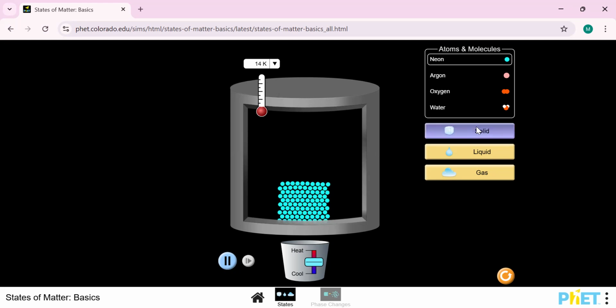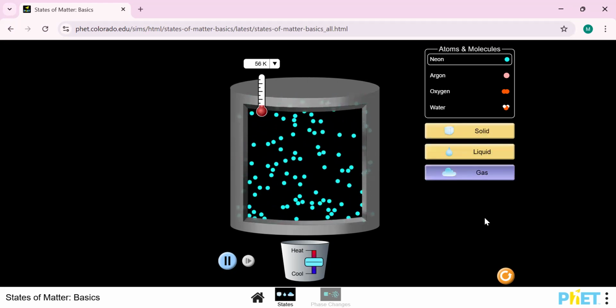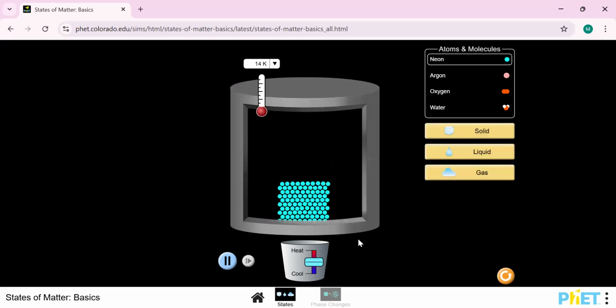Notice, in solid state, neon temperature is 14 Kelvin. Changing neon to liquid, the temperature increases from 14 to 28 Kelvin. And in gaseous state, the temperature is 56 Kelvin. See how the atoms and molecules are packed in solid state: they are closely packed.